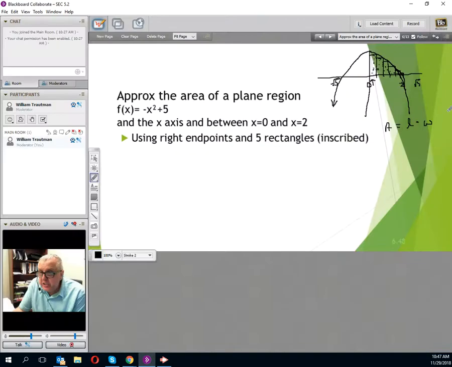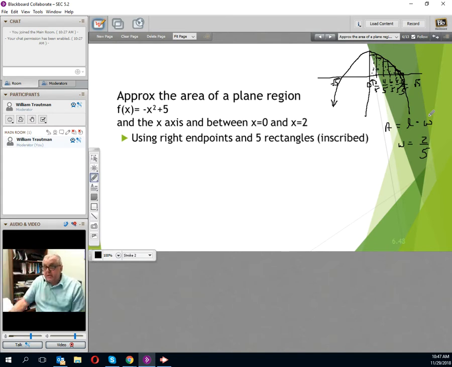How far is each width? Each width should be the same. Do you see, we're dividing from 0 to 2. That means there's 2 units that we're dividing by 5. Do you see this first width is 2/5? The second, 2/5 plus 2/5 is 4/5, then 6/5, 8/5, and then 10/5, which is 2. So the total width is 2, and we're going to divide it into 5 rectangles.